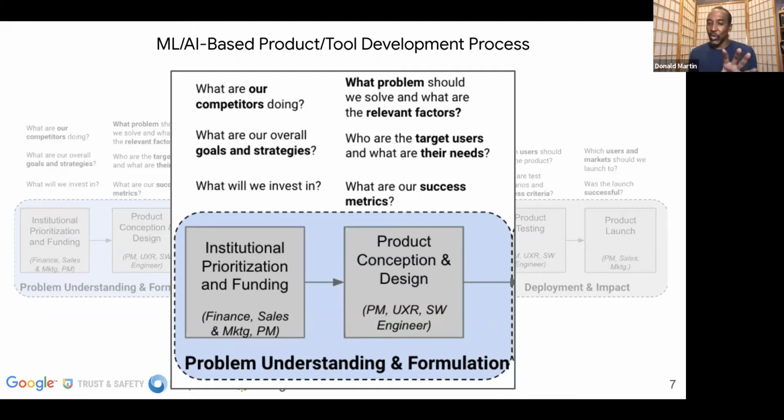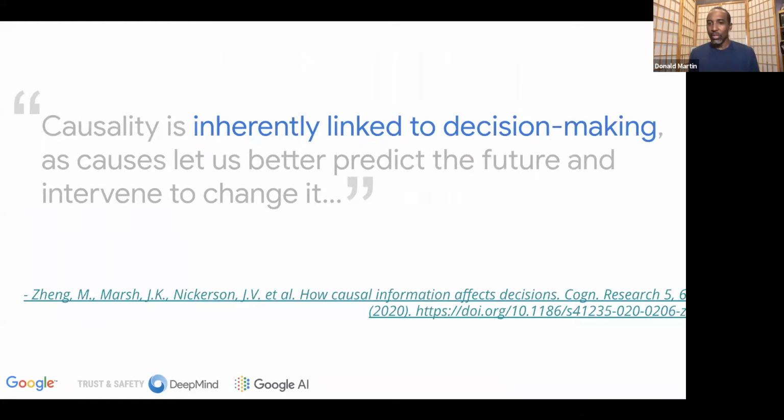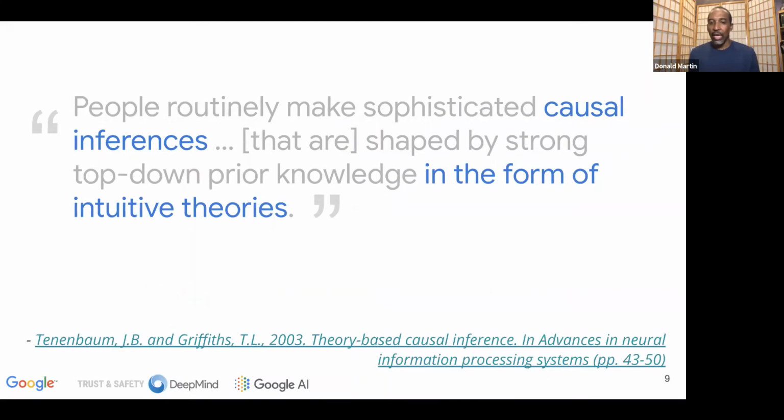So let's just talk about how humans make decisions for a second. This is some research from Zhang and Marsh that says causality is inherently linked to decision making, as causes let us better predict the future so we can intervene to change it. And so when we make decisions, we're leveraging our causal inference capabilities that we have as humans. And this is a quote from another piece of research from Tenenbaum and Griffiths that says, people routinely make sophisticated causal inferences that are shaped by strong top-down prior knowledge in the form of intuitive theories. Now, in the papers we've written, we refer to these intuitive theories as causal theories because of their linkage to causality, as I just talked about a second ago.